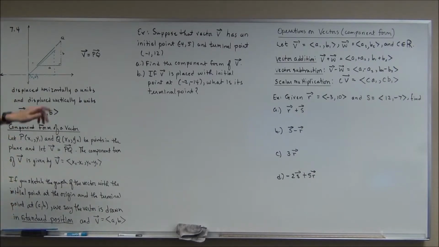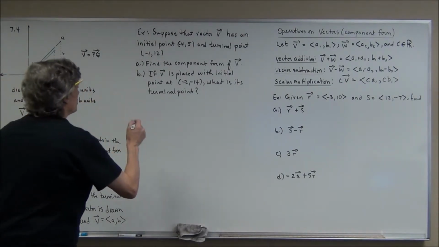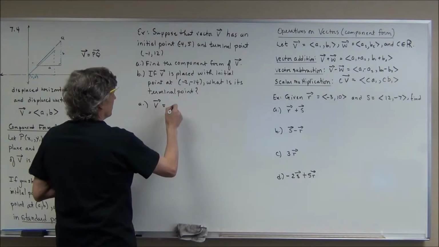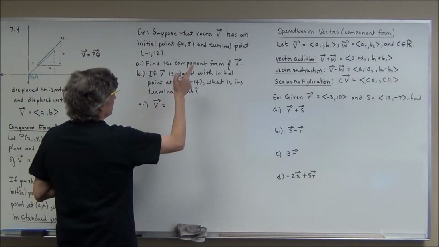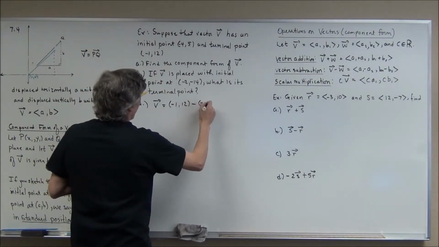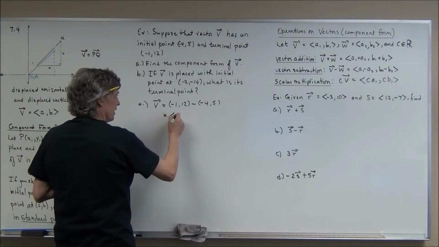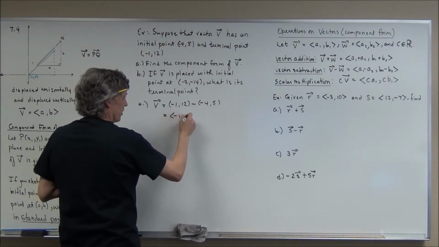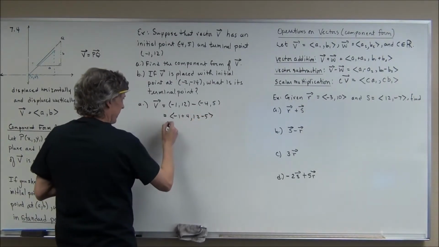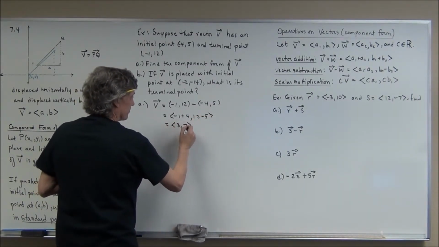Let me get back to my other marker. Suppose that vector v has an initial point of (-4, 5) and a terminal point of (-1, 12). Part A says find the component form. I find vector v by doing tip minus tail. The tip is the terminal point, (-1, 12), minus the tail, (-4, 5). So I have -1 minus -4, that's plus 4, and 12 minus 5, and I get the vector <3, 7>.